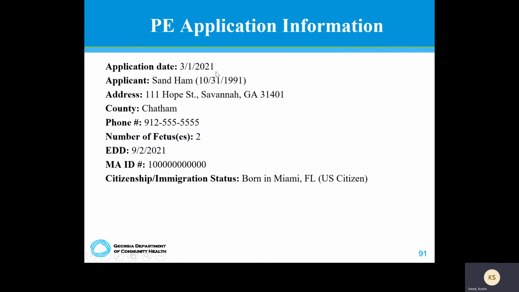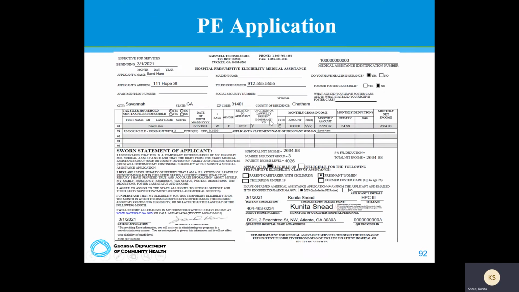Next is the application information, the application date. That's her information along with her address and county, the phone number. She's expecting 2. Estimated due date is September 2nd, 2021. This is her ID number. It's 1 with 11 zeros. And then she is a U.S. citizen because she was born in Miami, Florida. So we're ready to go ahead and fill out this application.